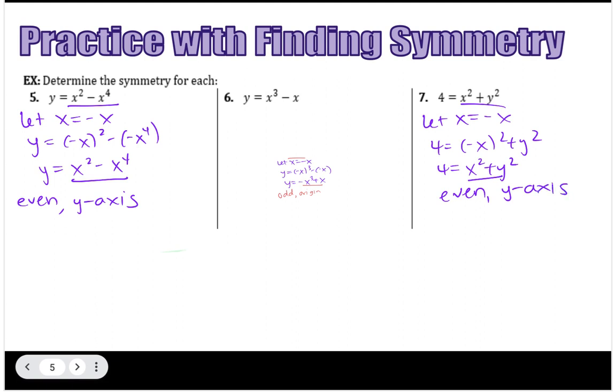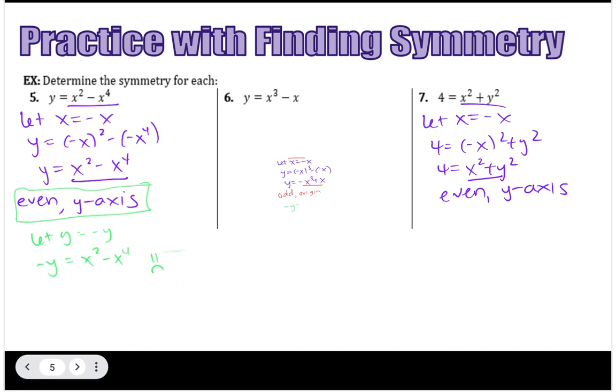Now, the only other thing we need to test for is potentially symmetry in the x-axis, which would mean we would let y equal negative y, and we're looking to see if everything is exactly the same here. That's not true. So the only symmetry that exists on number 5 is going to be for the y-axis.